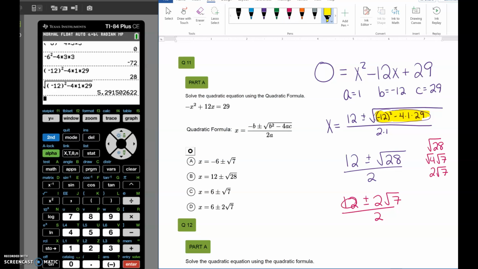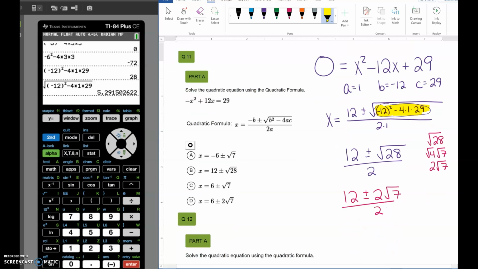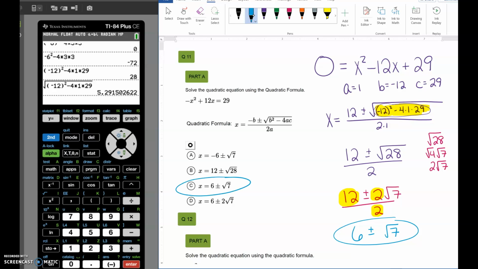These are your whole number pieces. The 12, the 2, and the 2. 12, 2, and 2 all have 2 in common. You can divide all of them by 2. So 12 divided by 2 is 6. 2 divided by 2 is 1. And 2 divided by 2 is 1. Now, do you need those ones? No, you can delete those ones out, and then you don't need the bottom. Your answer is 6 plus or minus the square root of 7.